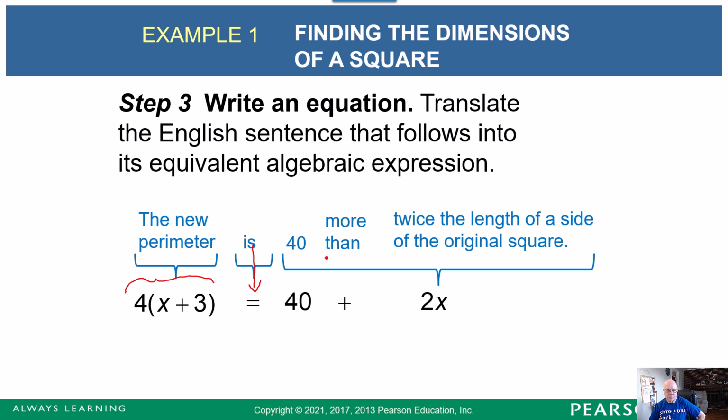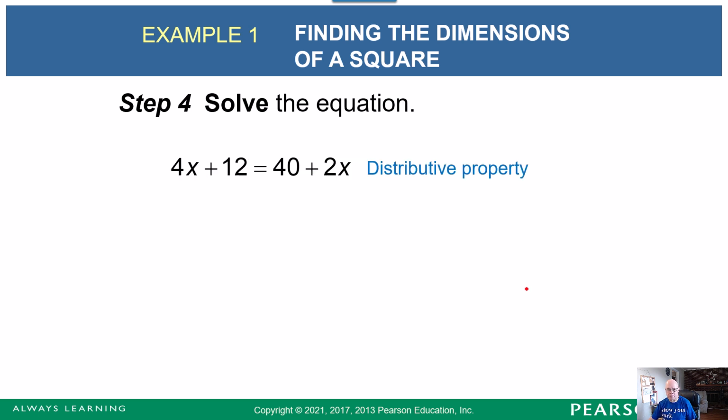40 more than. Well, I might write this a little bit differently, because if you were calculating this part over here, you would probably start with the length of the side. You start with the x, and twice that would be 2x. 40 more than that, 40. But if you see it as 40 plus 2x, that's fine. We're still working with the same expression, just a different look.